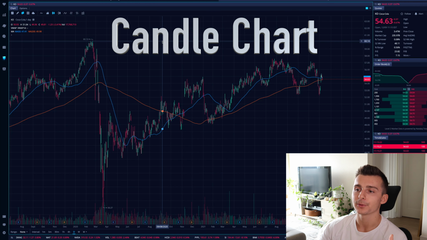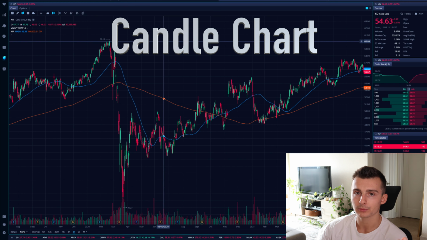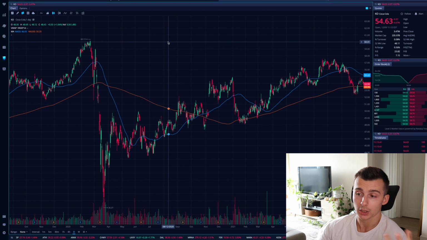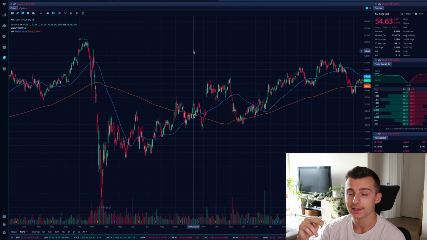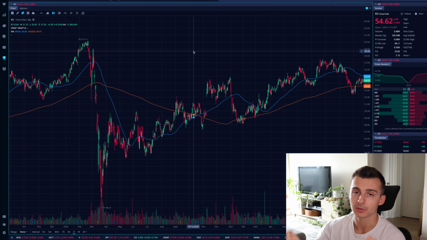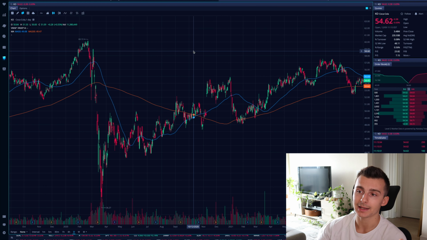Then you get to the candlestick chart. Here's where you see the greens and the reds. You can, of course, change the colors of your candles, but a green candle will mean that the stock, from the opening of that candle to the closing of that candle, whatever time frame it's on, which we'll cover as well, was up. Red means it was down from the open to the close of that time frame.